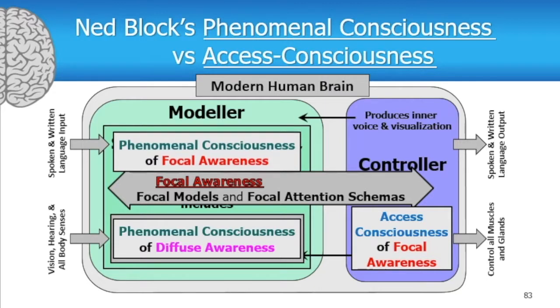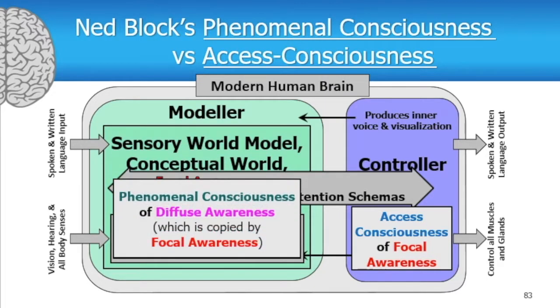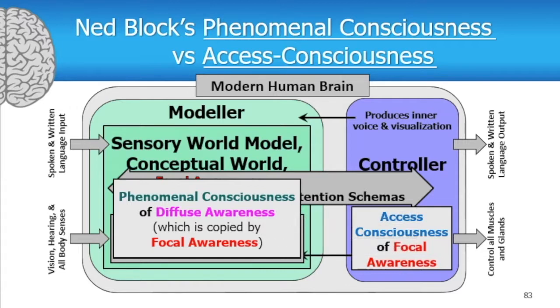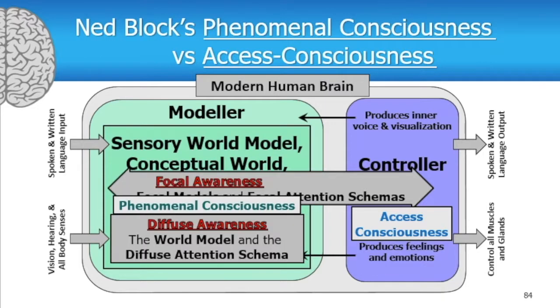In fact, I am convinced that they share 100% of the same neural circuitry. After all, the focal model is a strict subset of the world model. So if we compute phenomenal consciousness for the whole world model, we automatically have exactly the same kind of phenomenal consciousness available for the focal model. Therefore, there is only one neural mechanism that computes phenomenal consciousness. So all phenomenal consciousness is implemented in the modeler, and all access consciousness is implemented in the controller.